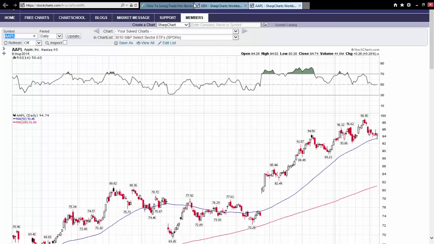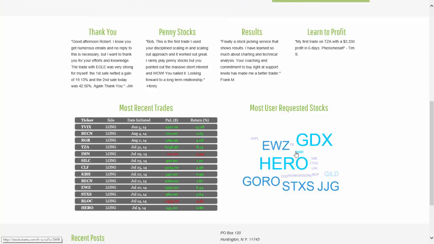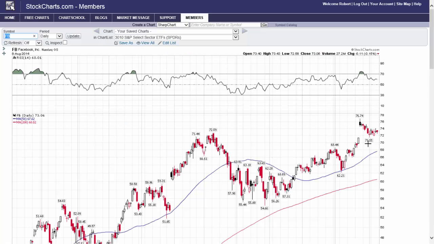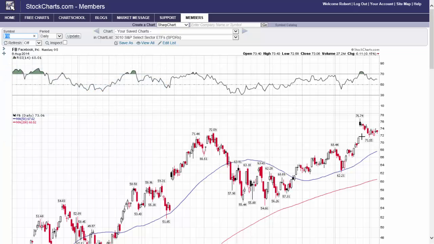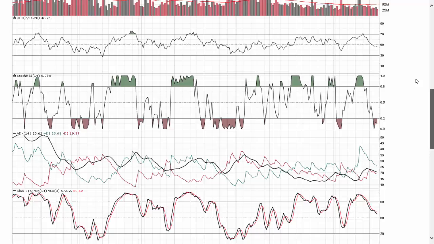He's got another one here too, I believe, which is Facebook. All right, so I spoke about this on our last member stock pick request. I believe it was fellow member Kate or Karen that asked about this one, and I mentioned that I thought it was going to fill this gap. And it did. So we do have a little bit of resistance at $74 per share, support at $71.55. I wouldn't be opposed to opening up a position. I would use a stop loss order just below $71.55.